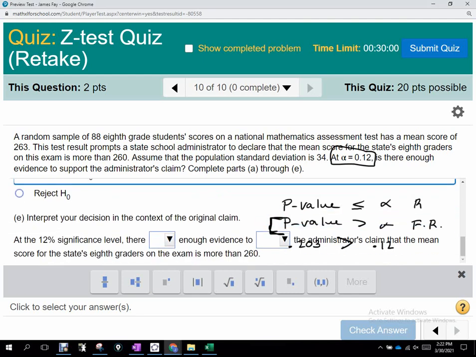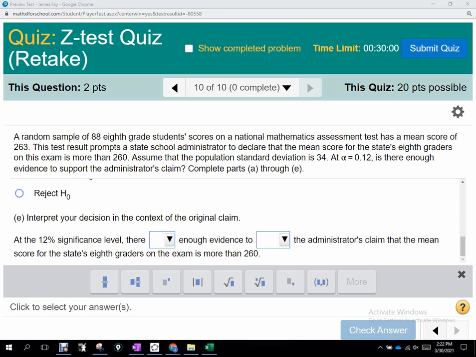Okay, so click that. Now we have to decide this. And this is where I think a lot of people are getting hung up. Let's remember what our hypotheses were. H sub 0 said that mu, or the mean, was less than or equal to 260. H sub A said mu was greater than 260, and this was the claim. We just chose a decision that said fail to reject. Now, let's think about what that means to us.